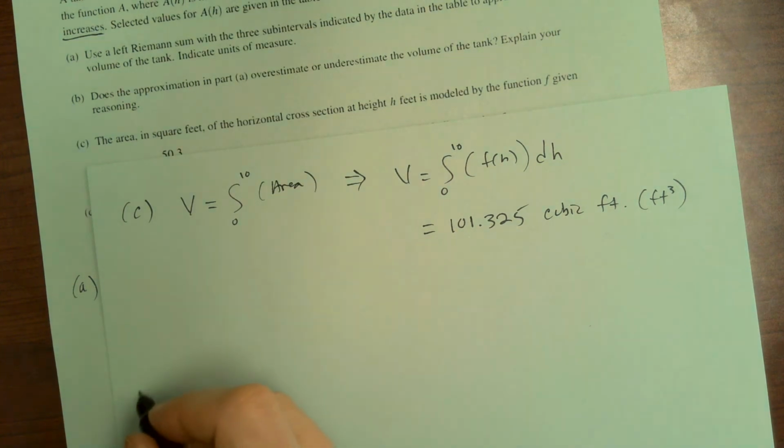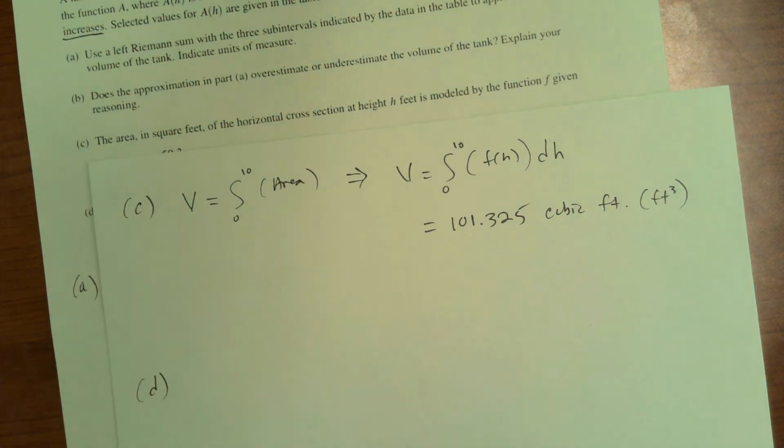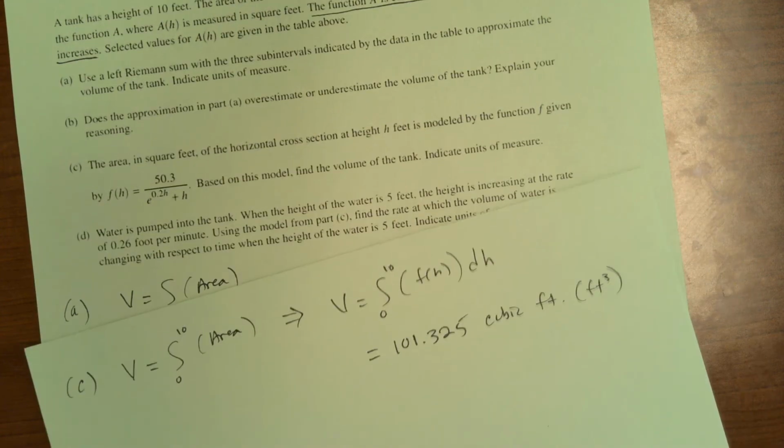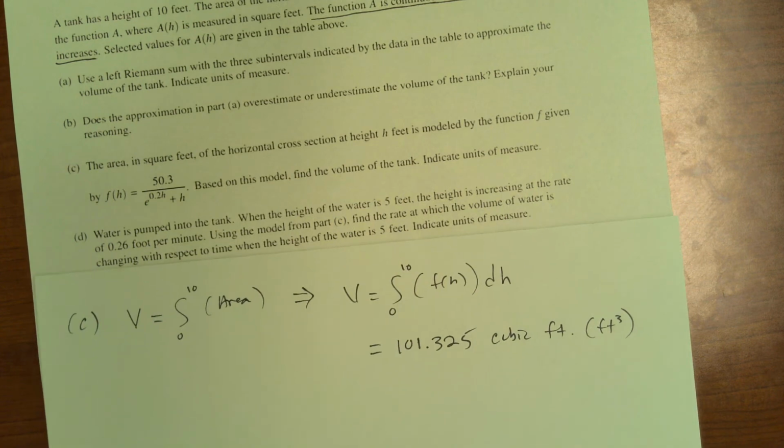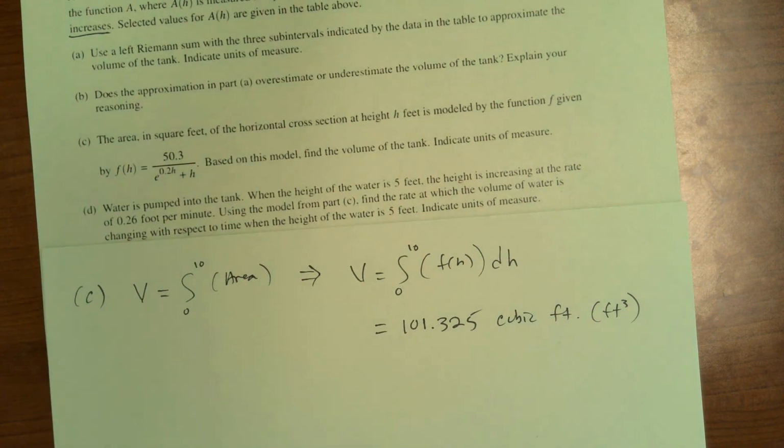Now for part D, this one is hard. It tripped me up. Okay, part D. Water is pumped into the tank. When the height of the water is 5 feet, the height is increasing at the rate of 0.26 foot per minute. Using the model from part C, find the rate at which the volume of water is changing with respect to time when the height of the water is 5 feet.